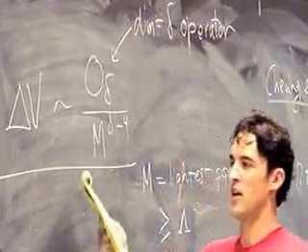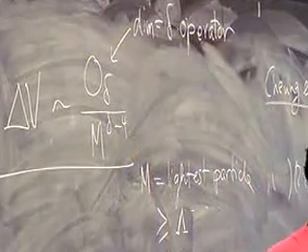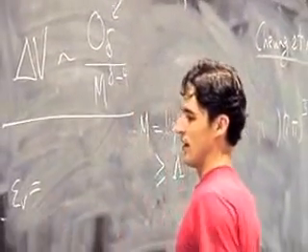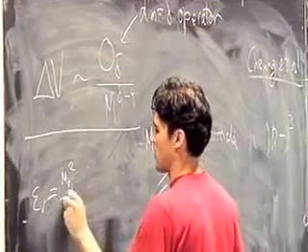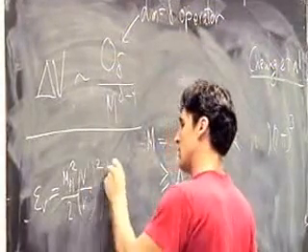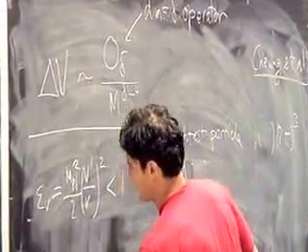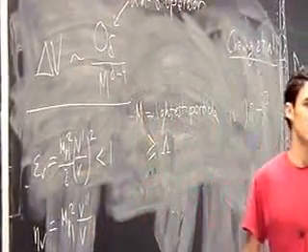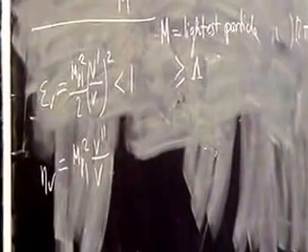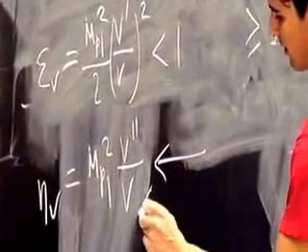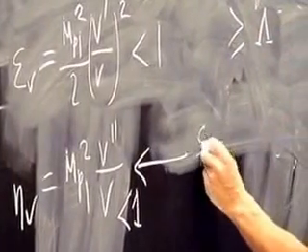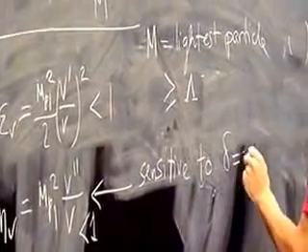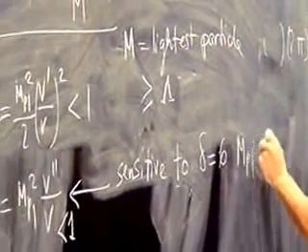So you can then ask, under what circumstances are these corrections dangerous for inflation? Remember, we defined these slow-roll parameters for inflation, where epsilon is M Planck squared over 2 times V prime over V squared, less than 1, and this eta parameter, M Planck squared V double prime over V. It turns out that the condition that this is less than 1 is sensitive to dimension 6 Planck-suppressed operators.